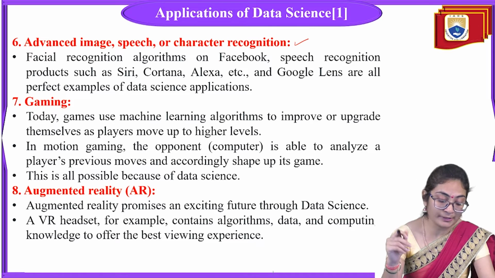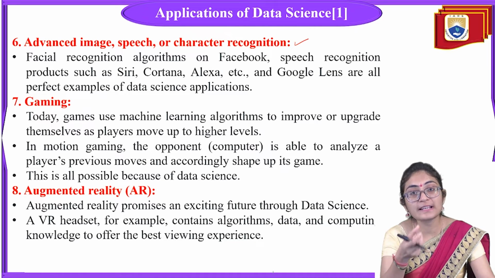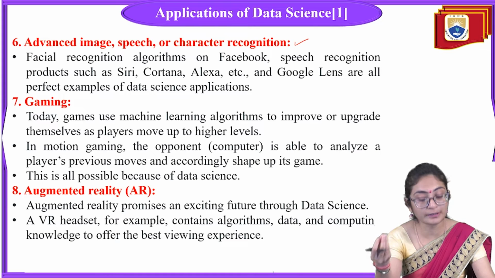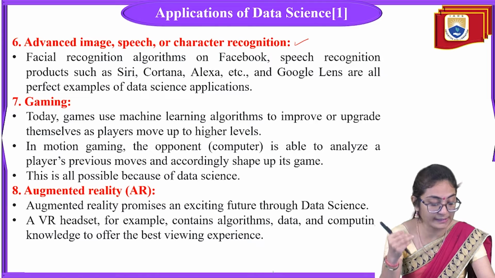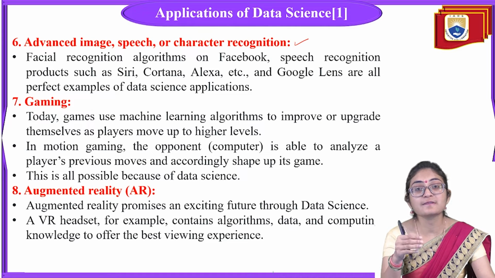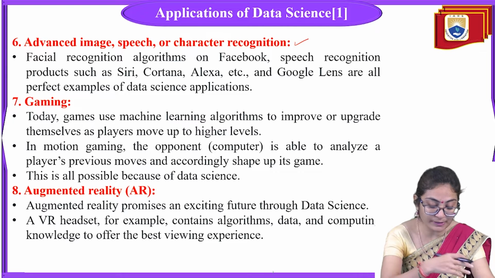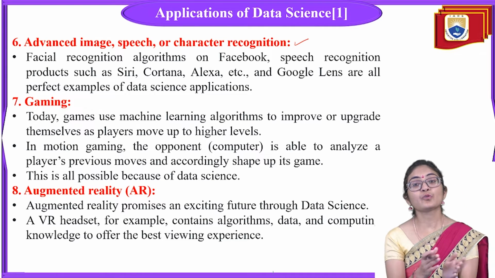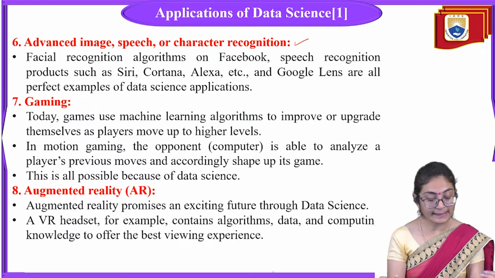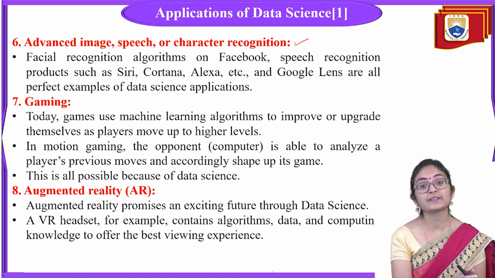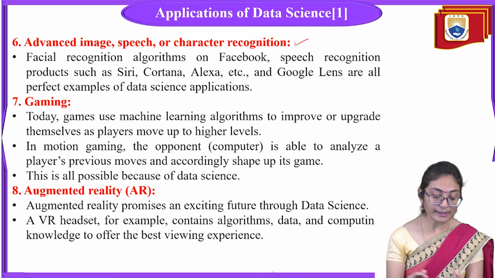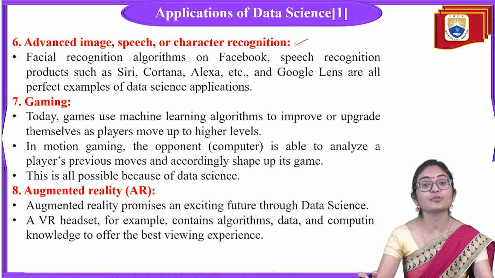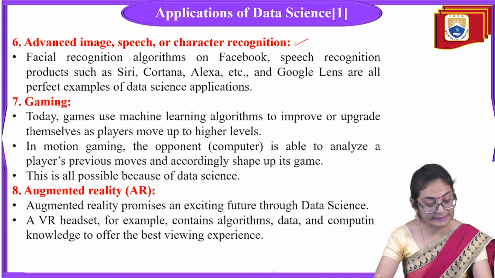Then gaming. Today, mostly every game is using machine learning algorithms for improving, or we can say upgrading themselves as players move up to higher levels. And in motion gaming, the opponent will be able to analyze the player's previous moves and shape the game accordingly. This happens only because of data science.